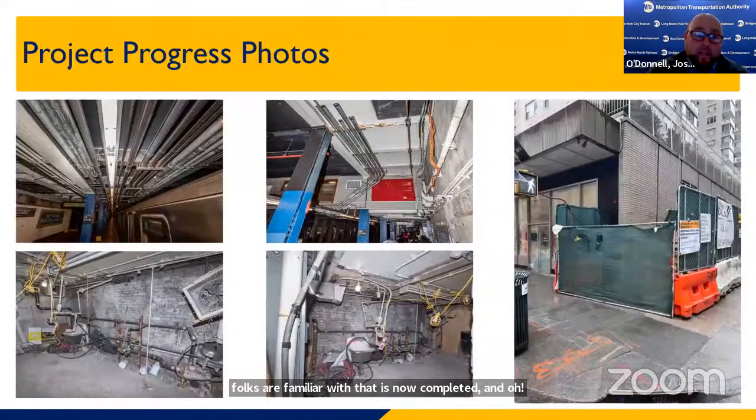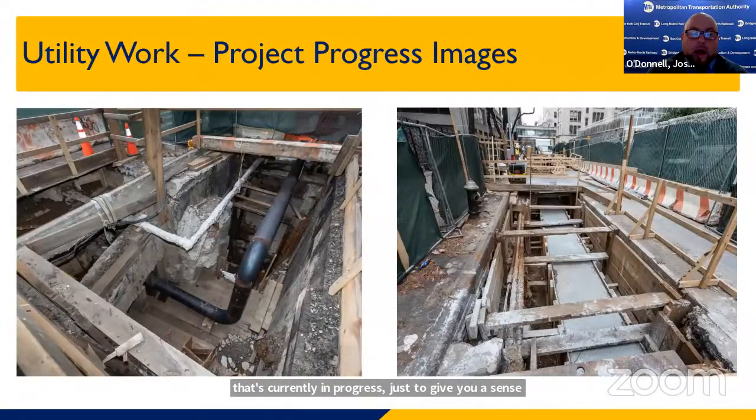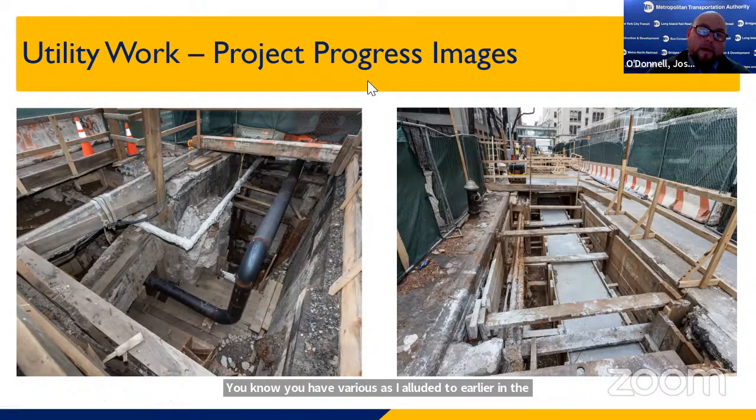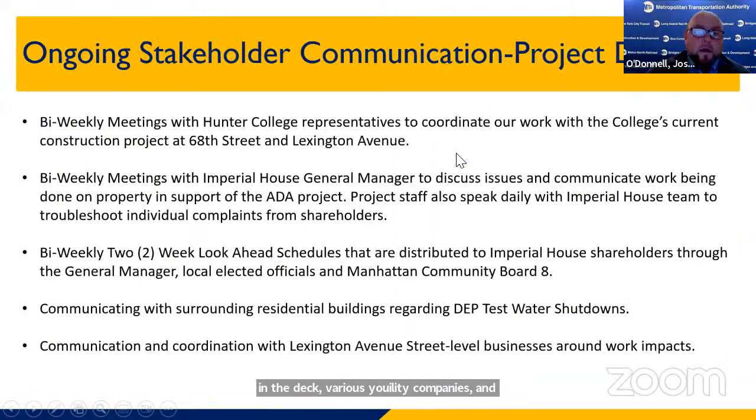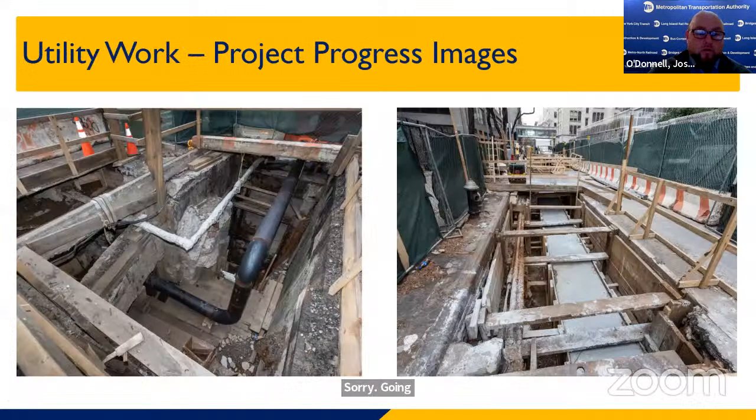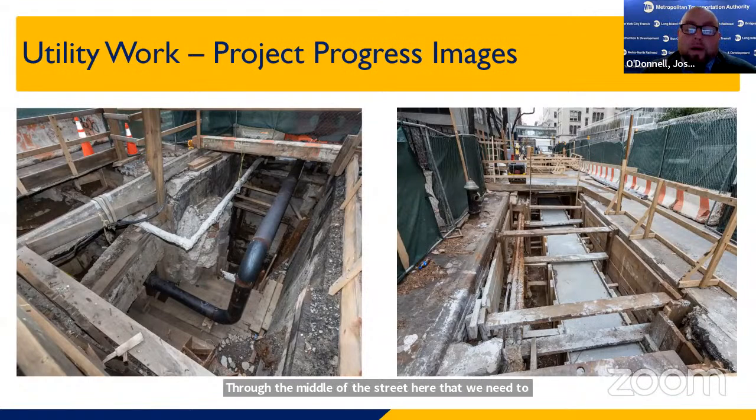We have a lot of work that's currently in progress, just to give you a sense of the magnitude of the work that is going on. This is some of the utility work that we mentioned needs to be done. As I alluded to earlier in the deck, you have various utility companies, and they're basically the arteries going through the middle of the street here that we need to relocate in order to not only power the elevators, but to get them out of the way of the construction so that they are not negatively impacted.